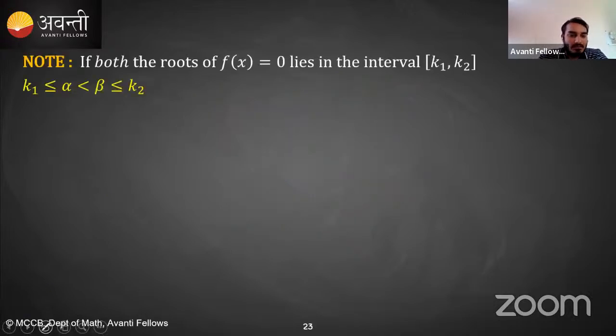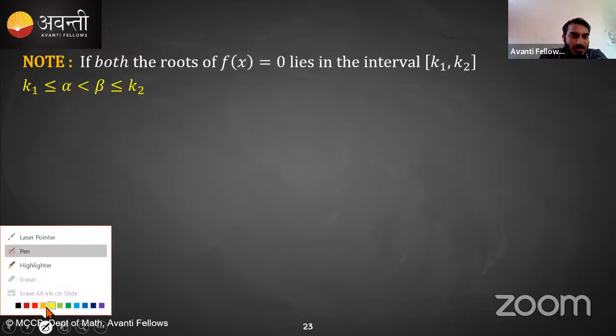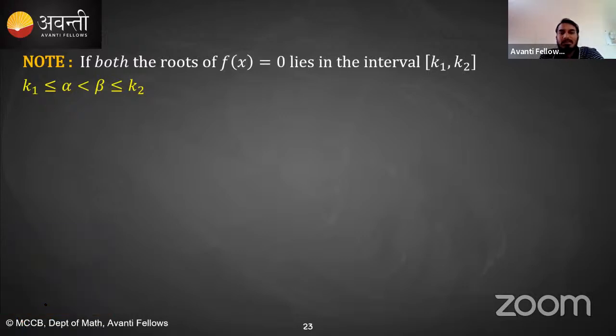So now, students, there is one small note, and a very important one also. The note is saying that if both roots of f(x) = 0 lie between K1 and K2, if both roots are lying between K1 and K2. So this is K1 and this is K2, and both roots are lying between K1 and K2.